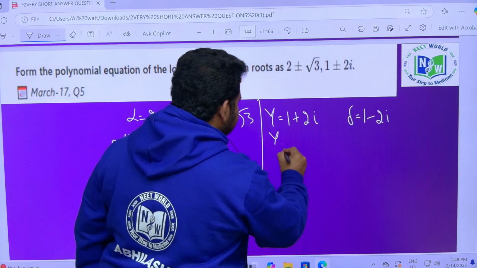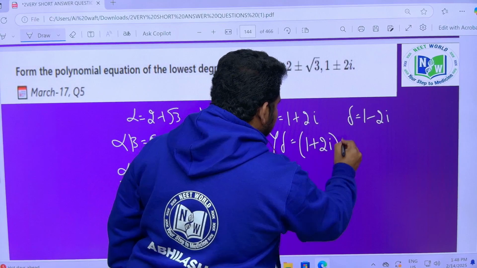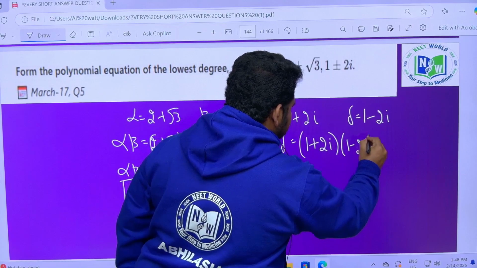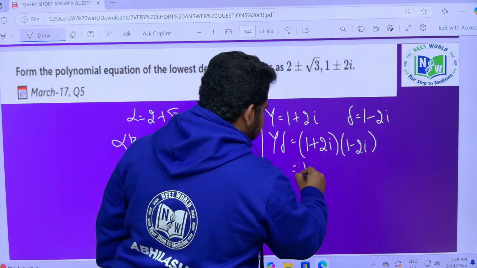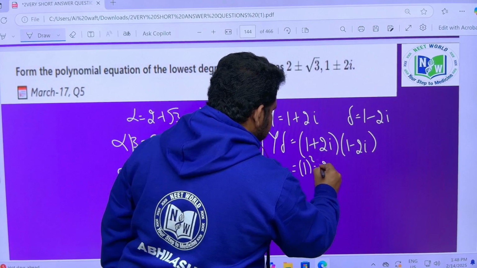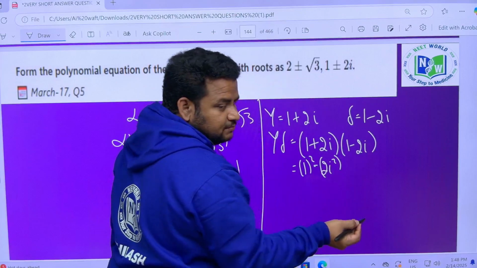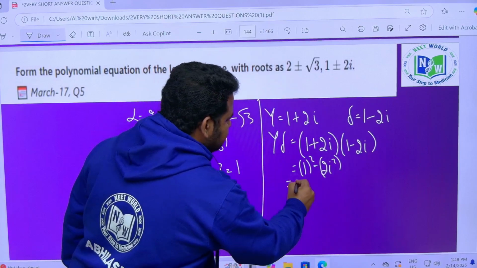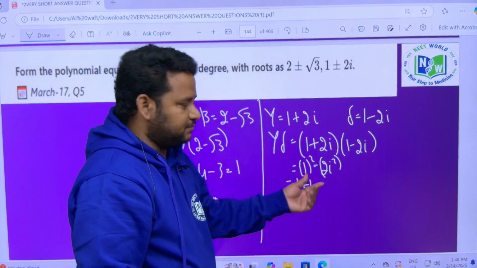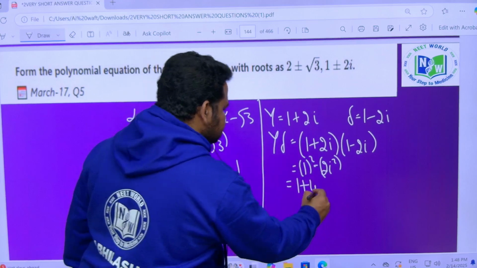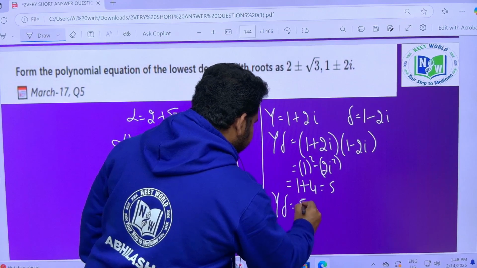What is gamma delta? Gamma delta is nothing but 1 plus 2i into 1 minus 2i. So this is also a plus b into a minus b, which gives a square minus b square. That is 1 square minus 2i square. I square, you know, is minus 1. So this will become 1 plus 4, because minus into minus is plus, that is equal to 5. So gamma delta will be equal to 5.